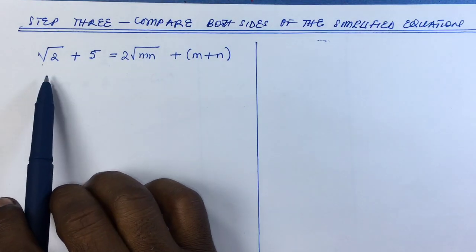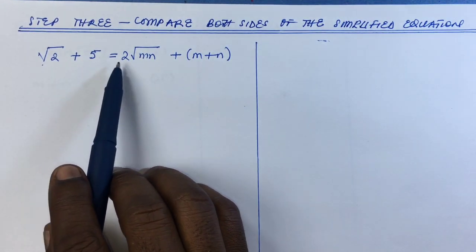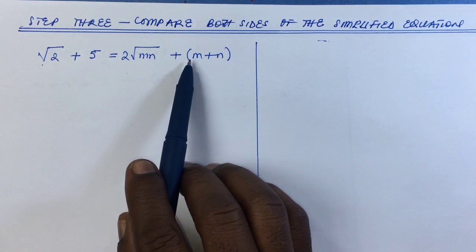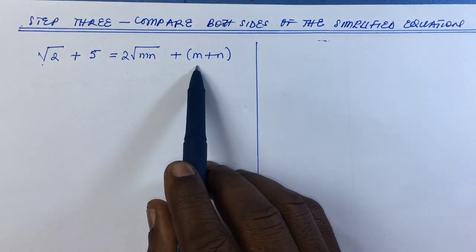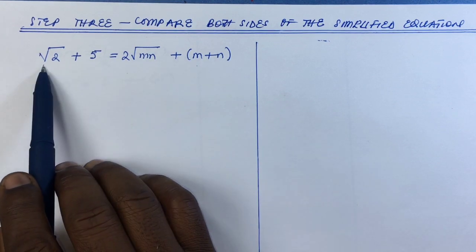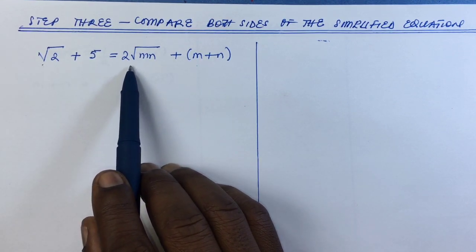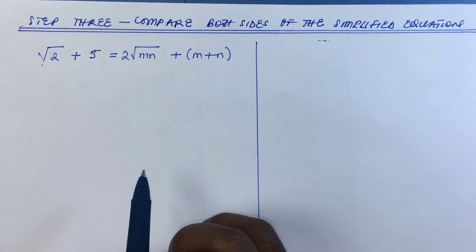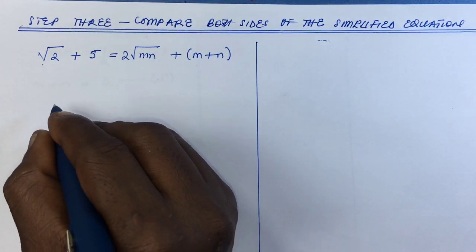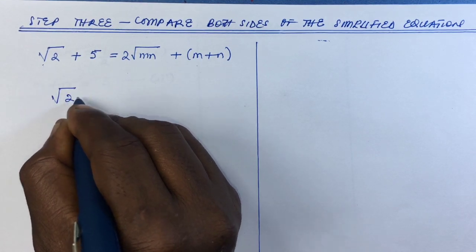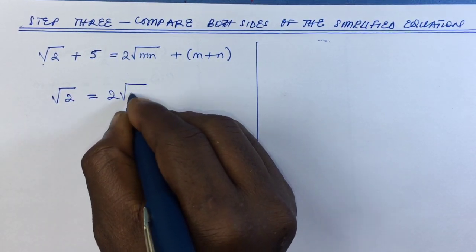So the simplified equation we got in step 2 was root 2 plus 5 equals 2 root mn plus n in bracket. Okay, so clearly 5 is a constant. We are going to compare it with m plus n, and this is a root. We are going to compare it with this side that has a root, or this term that has a root. So I'm going to start with comparing the terms that have roots. So this would give root 2 equals to root mn.